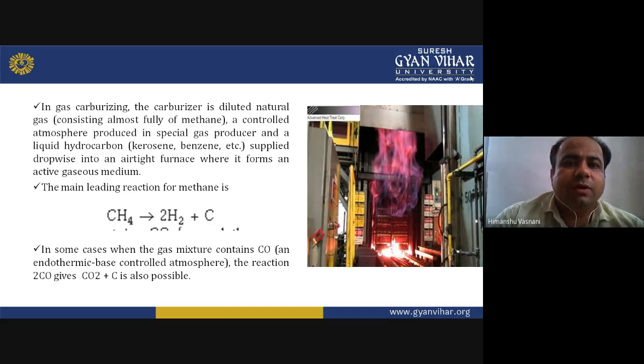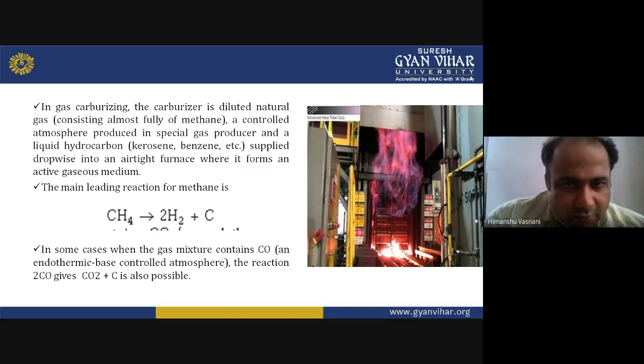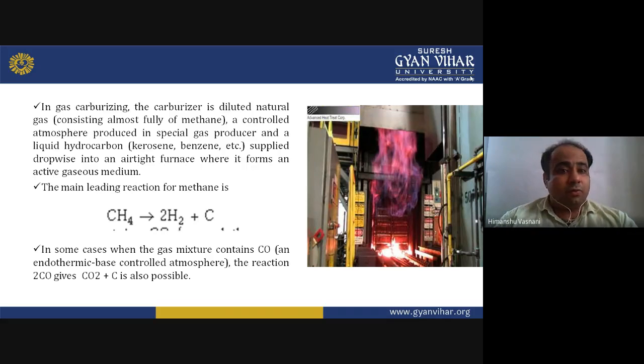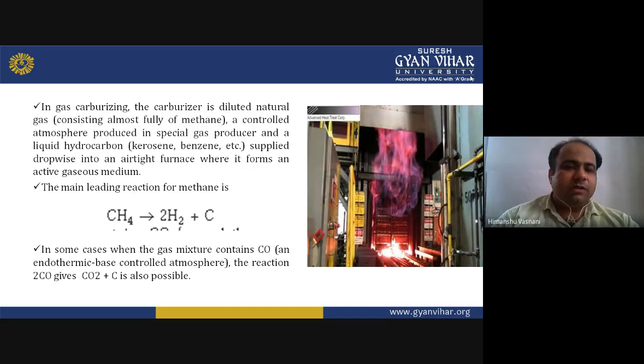Okay, what we do in this gas carburizing, we use natural gas, maybe methane, in a controlled atmosphere, and a liquid hydrocarbon, maybe kerosene or benzene. All these things are supplied dropwise into an airtight furnace where it forms an active gaseous medium.